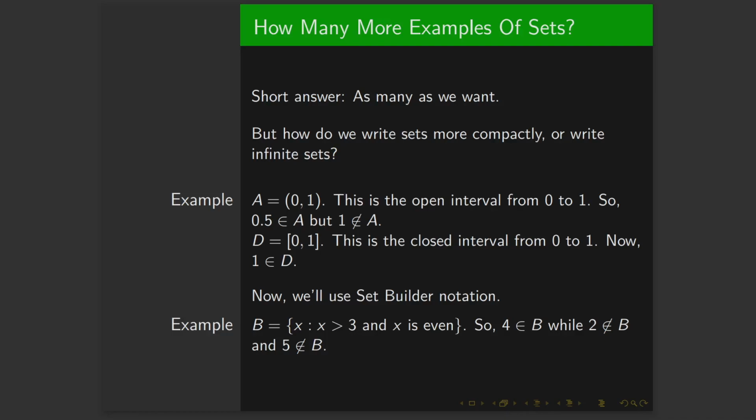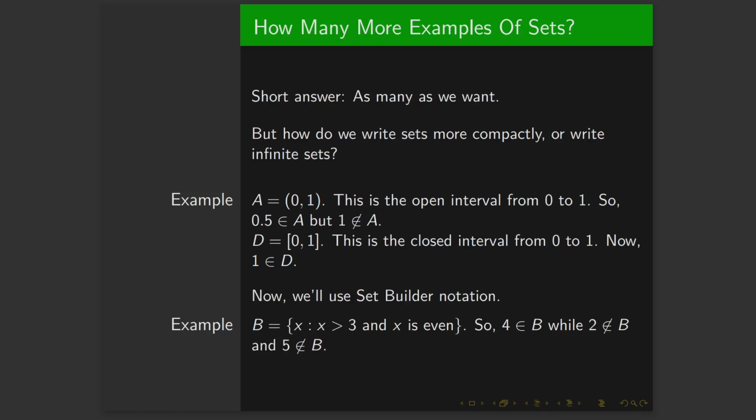So closed intervals use square brackets, and these include the endpoints. That's what we call the numbers, the endpoints. So in D, 1 is in there and 0 is in there. And we can also have half open sets. So maybe one side's an open bracket and one side's a square bracket. So let's say E is equal to open bracket 0 comma 1 closed bracket, then 0 is not in E, but 1 would be. And we can also extend this to infinity.